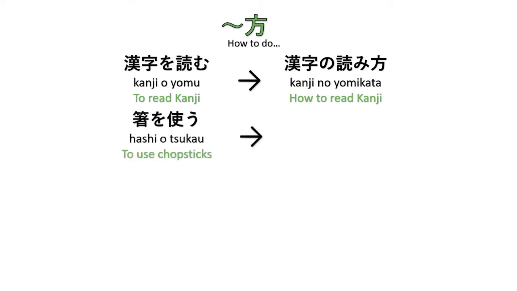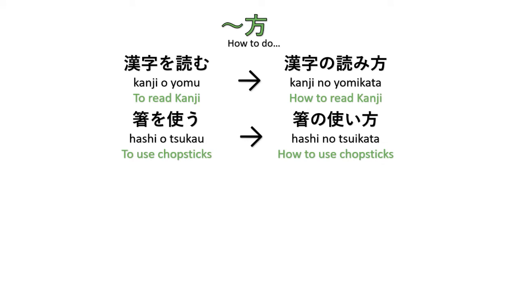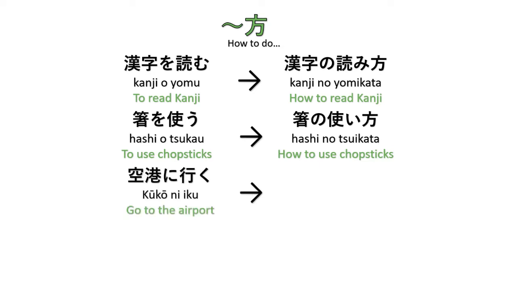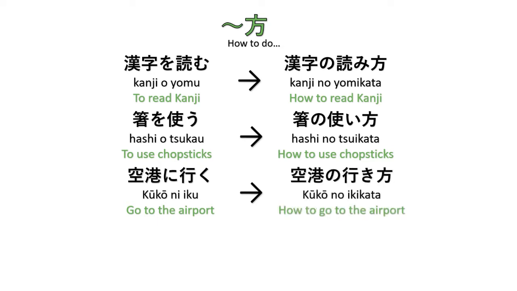Hashi o tsukau, to use chopsticks. So this is converted to hashi no tsukaikata, how to use chopsticks. Kukou ni iku, go to the airport. So how to go to the airport is kukou no ikikata, how to go to the airport.